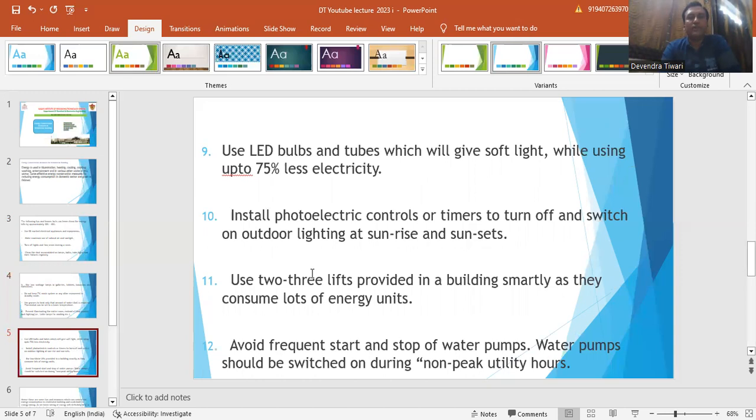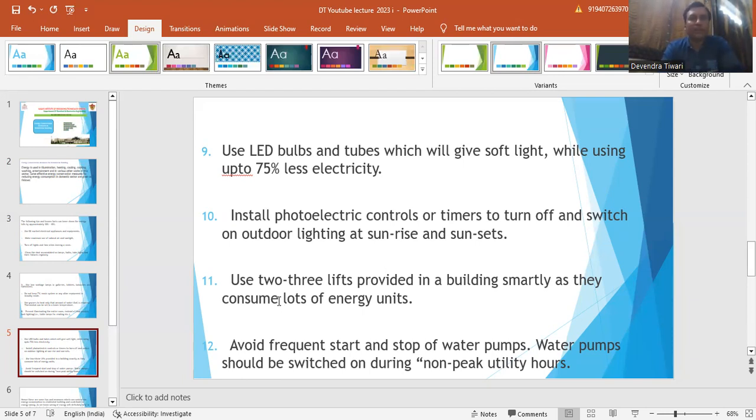To next slide. Use LED bulbs and tubes which will give soft light. And also while using these devices, that means LED bulbs and tubes, we can save electricity, which may be up to 75%. Number next is install photoelectric controls or timers to turn off and switch on outdoor lighting at sunrise and sunset. That means whenever we are lighting our bungalows and big premises, we should install these photoelectric controllers or timers, which will turn on and turn off with the timings of sunrise and sunset. That means automatically they will turn on and turn off, which gives a considerable amount of saving in electrical energy.